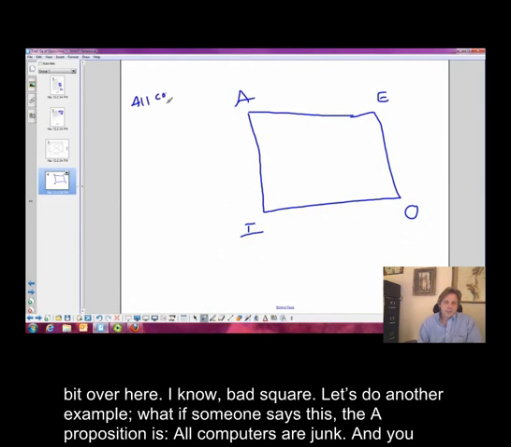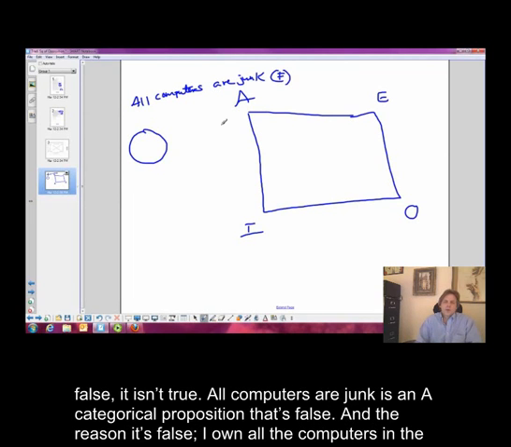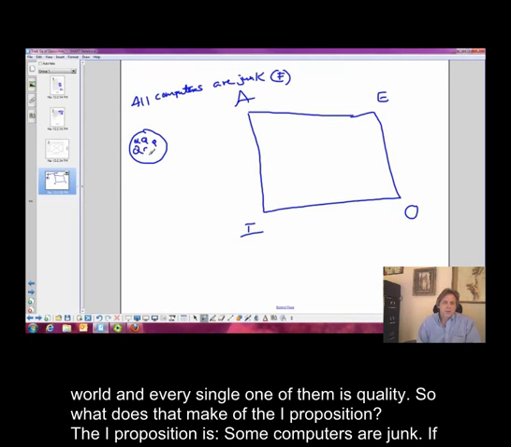The A proposition is all computers are junk. Okay? And you own all the computers in the world in your little computer store, and if someone says all computers are junk, you walk up and go, that's absolutely false. That isn't true. All computers are junk is an A categorical proposition that's false, and the reason it's false, I own all the computers in the world, and every single one of them is quality. I'm putting Q's in here.